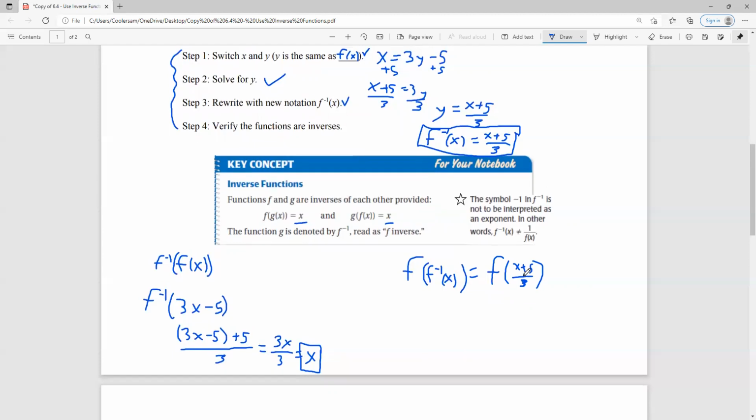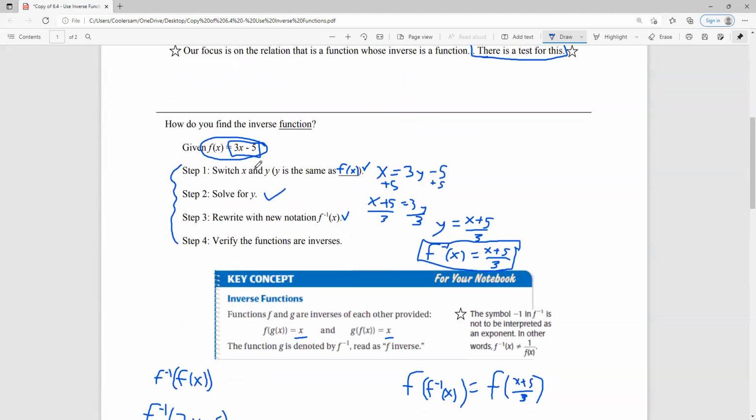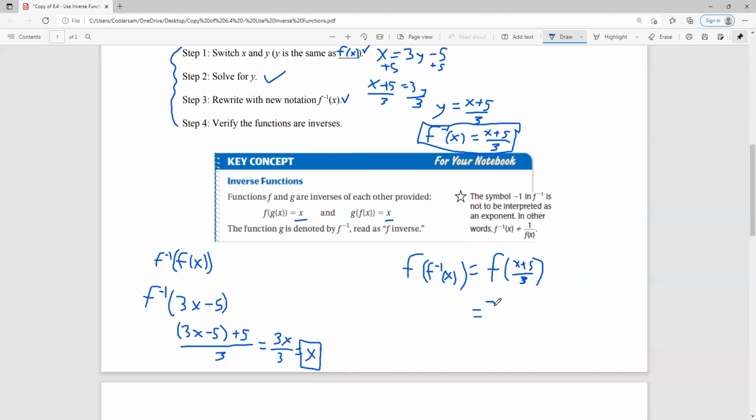So I'm taking all this stuff and I'm going to replace this x with all that stuff. So it's just going to be 3 times all this stuff, and then minus 5. And we'll see what happens when we do that. So here 3 times all this stuff, the 3 and this fraction are gonna cancel. So I'll have x plus 5 minus 5, and then x plus 5 minus 5 is just gonna leave me with x. Look at that. So I have just x here, I have just x here.